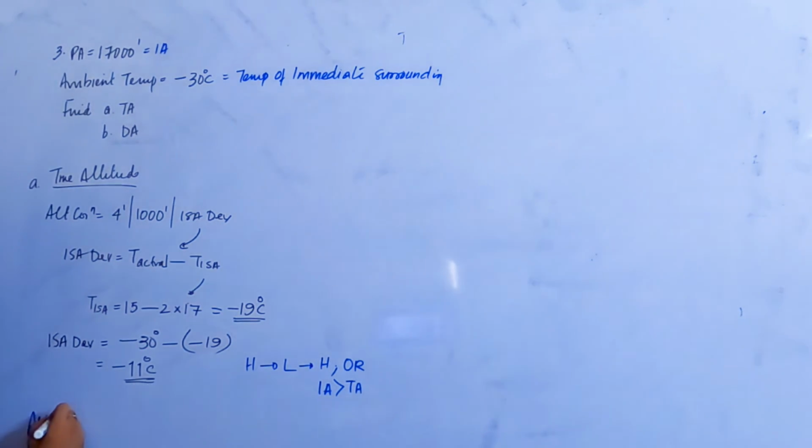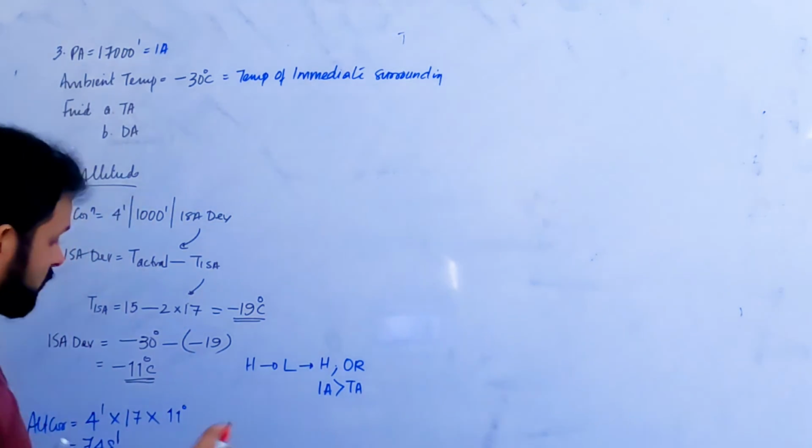The altimeter correction value is 4 feet per 1,000 feet of indicated altitude, which is 17,000 feet, so 17,000 divided by 1,000 is 17, multiplied by 4 per degree Celsius of ISA deviation. Therefore, it is 11 degrees Celsius. You can carry the negative sign if you want. That's still fine. So 11 into 17 into 4 is 748 feet. Now if I carry the sign, it's going to be minus 748.